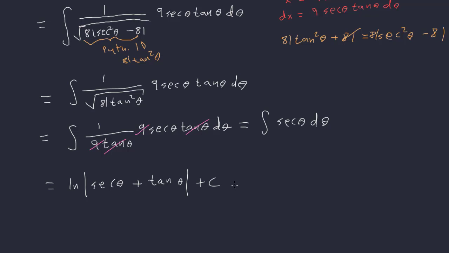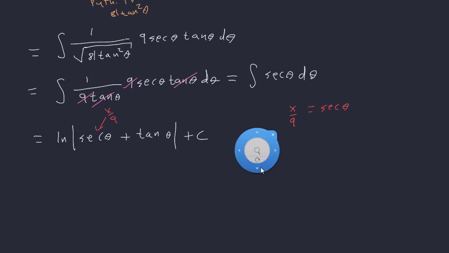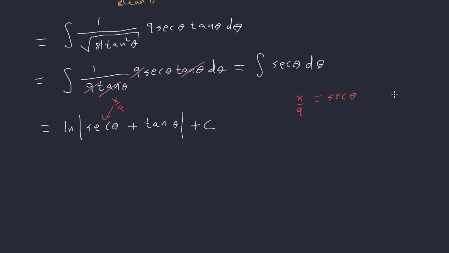Okay, so the secant theta, we can put in the x value for that. If x is equal to 9 secant theta, that means x over 9 is equal to secant theta. So that means this piece is just going to be x over 9. So no problems there. What we need to do, though, is set up a reference triangle to find the tangent theta.